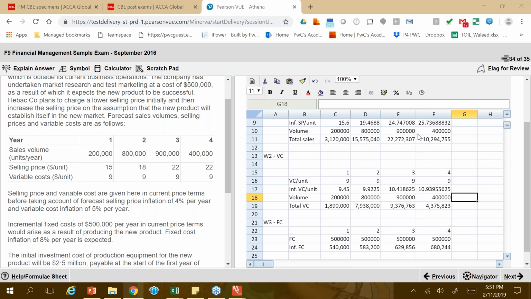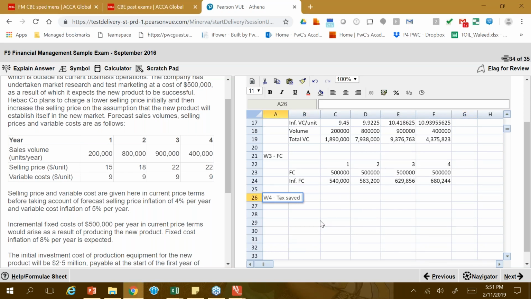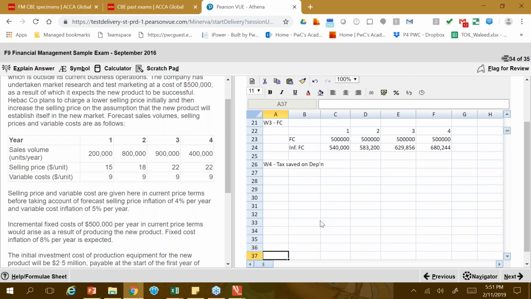What we've got now is the next working we can do. And the next working here is the tax saved on depreciation working. So working 4, tax saved on depreciation. Now, again, I'm going to show you a really quick and easy way to do this working. There is a long way as well. And within the long way, you have to find the net book value each year, then find the depreciation each year, and then find the tax saving each year. But there is a quicker way in which we can do the same thing again. So let's look at the quicker way.